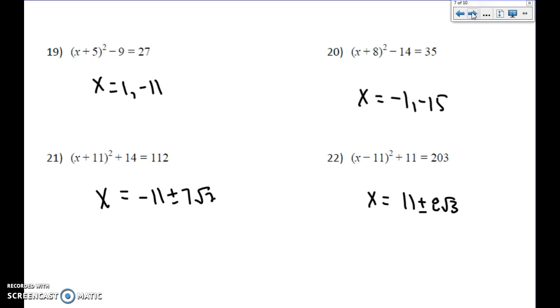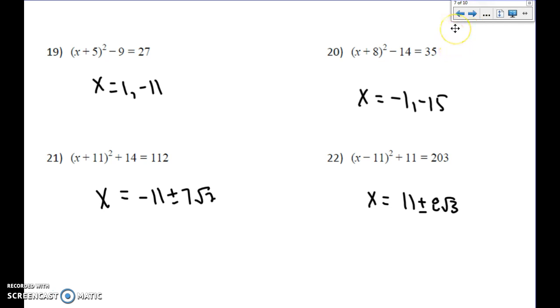Number 19, you got x to be negative 1 and positive 1, negative 11. Number 20, you got negative 1 and negative 15. Number 21, negative 11 plus or minus 7 square root of 2. And x for number 22 is 11 plus or minus 8 square root of 3. If you guys have any questions with those, don't hesitate to ask me.